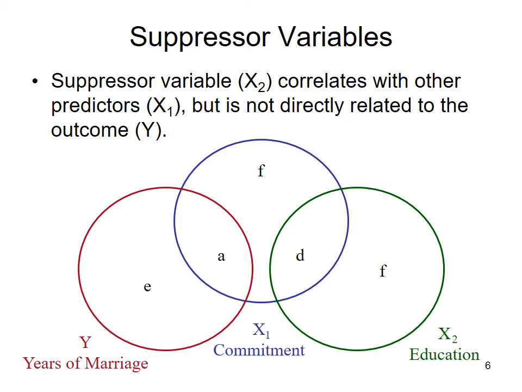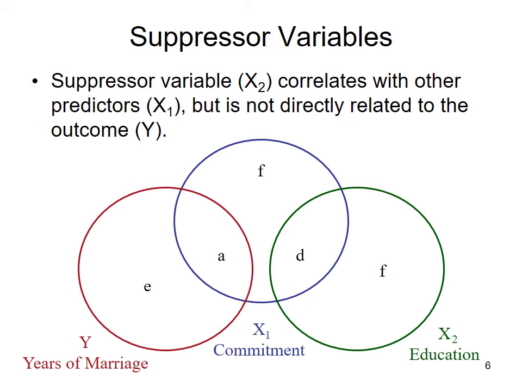Likewise, if we ran a multiple regression model with all three of the predictors, and suddenly we find that neither commitment nor education is related to years of marriage, that's another indication of a suppressor variable. What has happened is that in the overall model, that error has been thrown more towards the relationship between X1 and X2, reducing the estimate of the relationship between X1 and years of marriage.